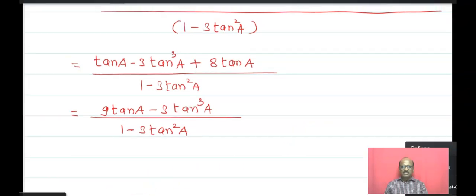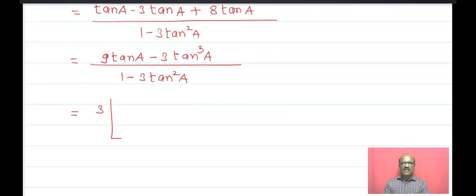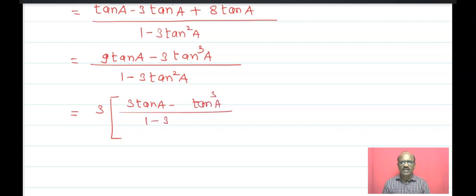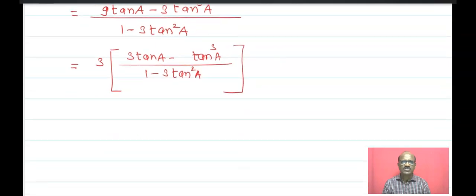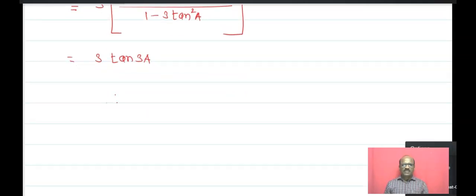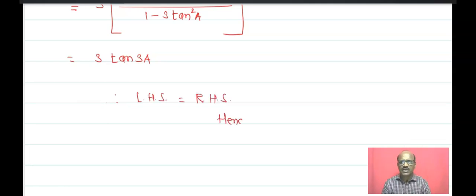See this here. The next bracket, take 3 as common, then in bracket you will get 3 tan A minus tan cube A upon 1 minus 3 tan square A, and that is equals to 3 tan of 3A पाहिजे. Questions मध्ये wrong झालेलं होतं. That is, the RHS must be 3 tan of 3A. In the textbook it is given that minus sign, minus tan of 3 only. Therefore LHS is equals to RHS.